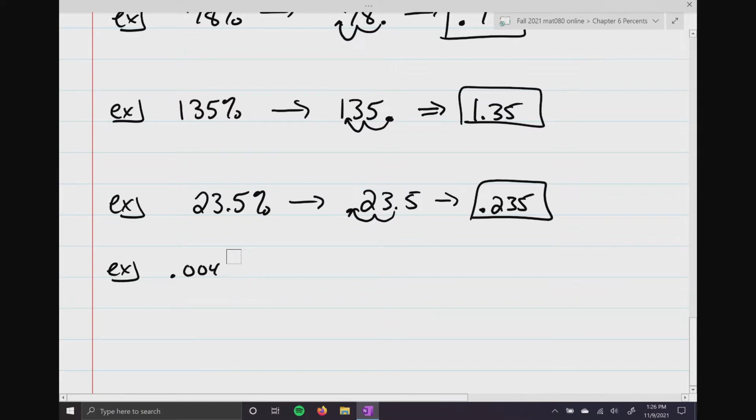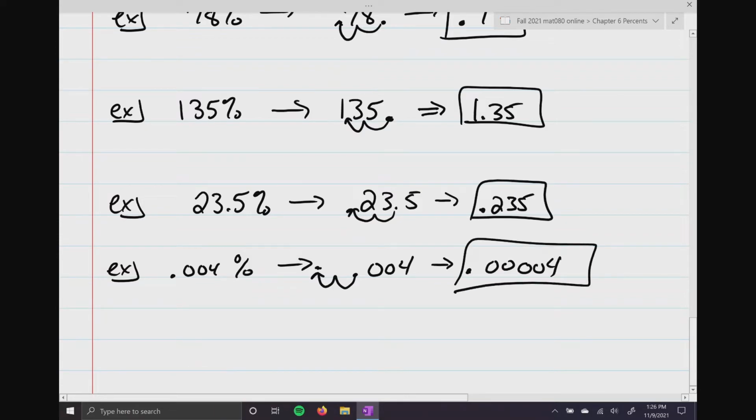How about 0.004%? Well, like I said, take your decimal place, move it 2 places to the left. So it looks like I need 2 zeros and then the original number. Okay? And that's how easy that is. So converting from a percent to a decimal, really, really simple to do. Okay?